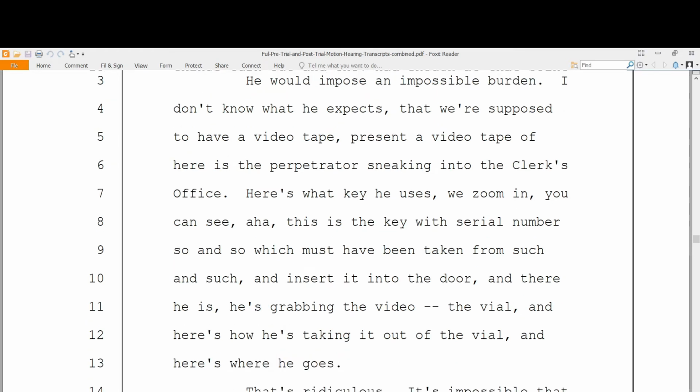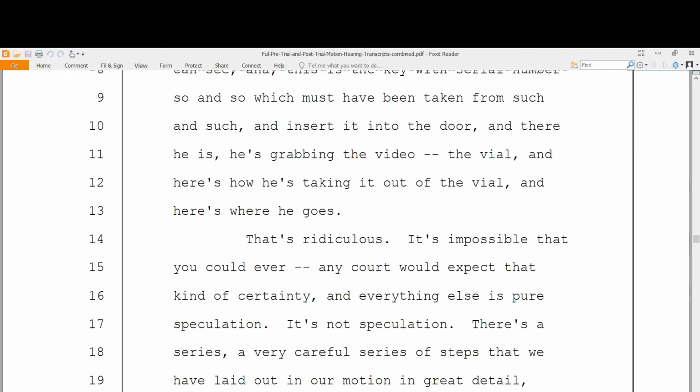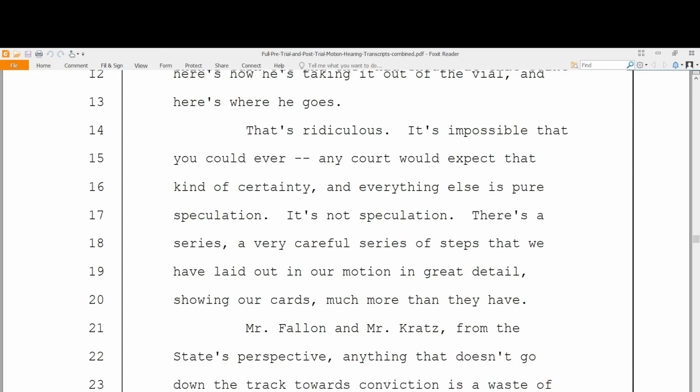Here's what key he uses. We zoom in, you can see this is the key with the serial number, and so on, which must have been taken from such and such, inserted into the door, and there he is. He's grabbing the vial, and here is how he's taking it out of the vial, and here's where he goes. That's ridiculous. It's impossible that any court could expect that kind of certainty, and everything else is pure speculation.